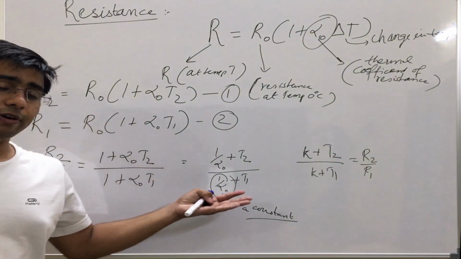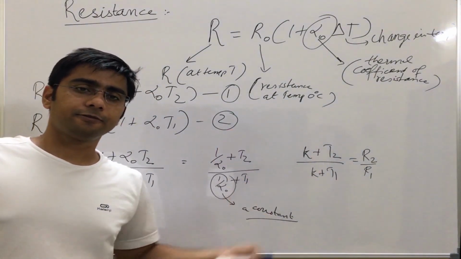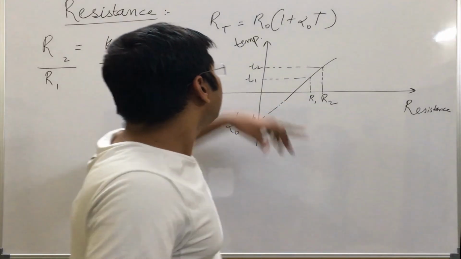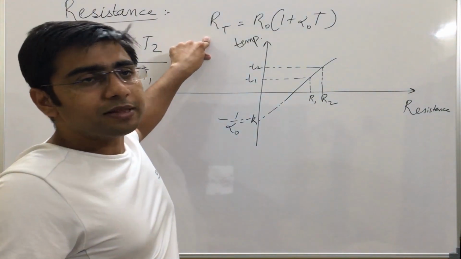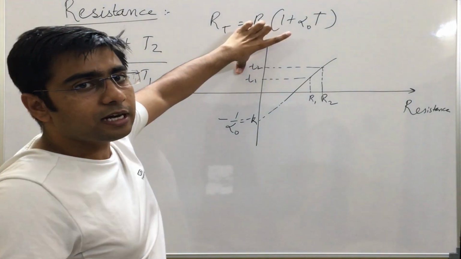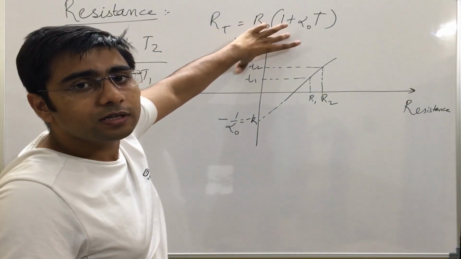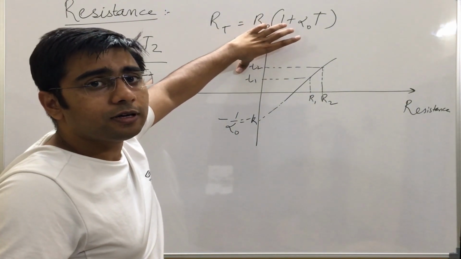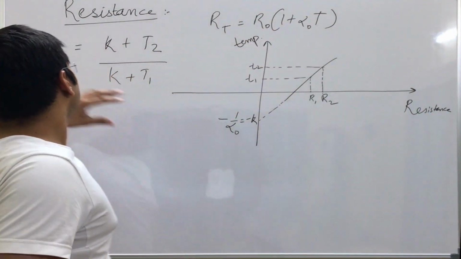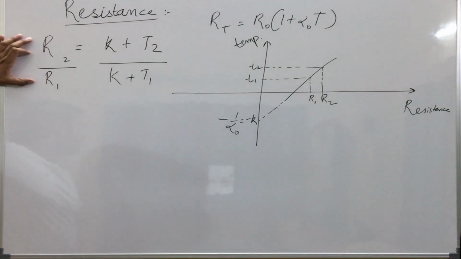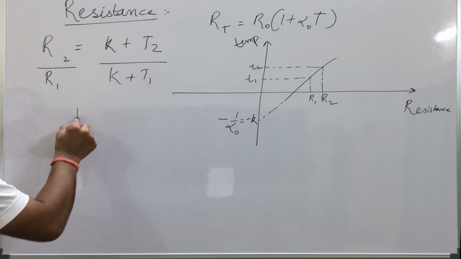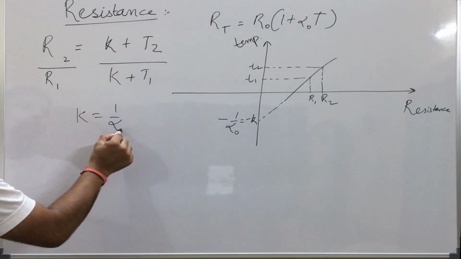Now in the next slide, we will try to plot a graph between R and T. As we have seen in the last slide, resistance is temperature dependent, given by this formula: R at temperature T is equal to R at temperature 0 times (1 plus alpha naught T), where alpha naught is the thermal coefficient of resistance and T is the temperature. And we also derived that R2 by R1 is equal to (K plus T2) by (K plus T1), where K is equal to 1 by alpha naught.